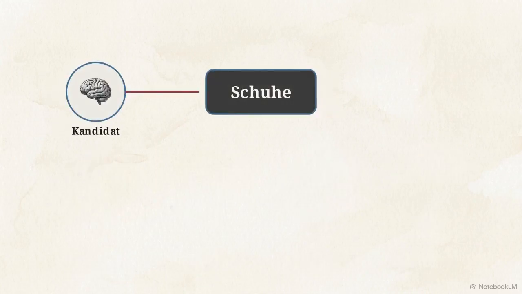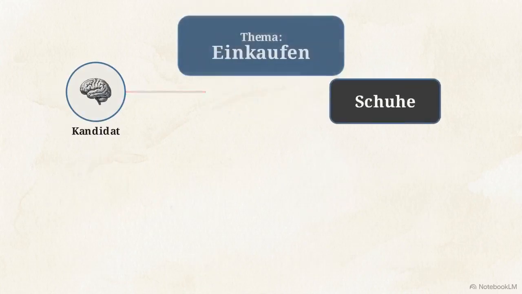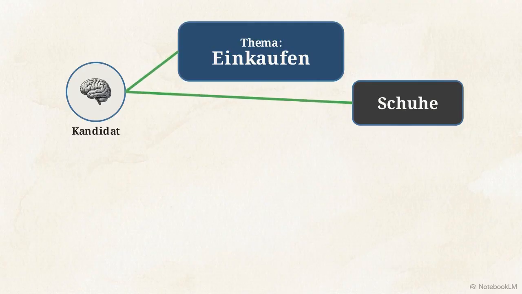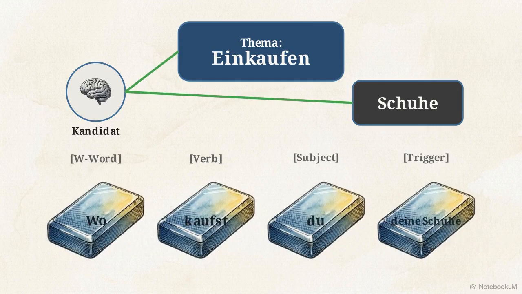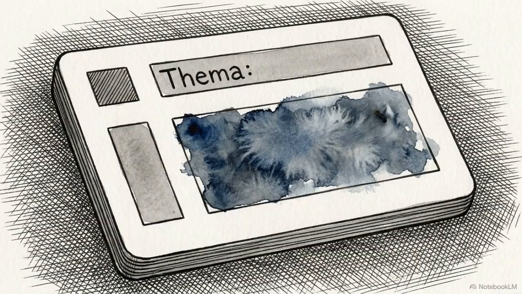The most common error? Candidates see Schule and ask if they're new. This fails. Questions must connect to both the trigger and the Einkaufen theme. A valid response satisfies both. Wo kaufst du deine Schuhe ties buying to the shopping theme, hitting the required trigger.